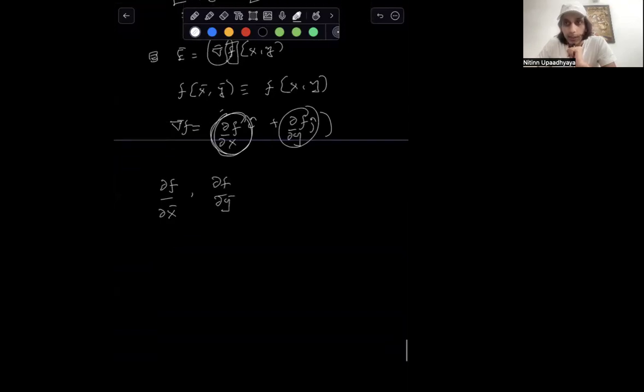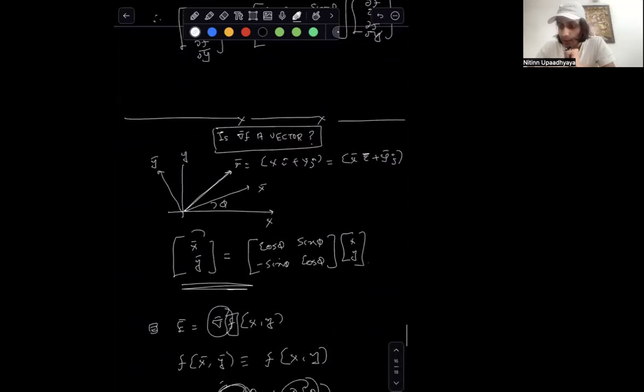So let's figure out what these two new components are in terms of the old components. Now ∂f/∂x̄. Remember that f is a function of x, y. So ∂f/∂x̄ can be written using the chain rule as ∂f/∂x times ∂x/∂x̄, because if you look at this expression, x̄ is composed by mixing x and y components. x̄ is x cosine φ plus y sine φ. ȳ is minus sine φ x plus cosine φ y.